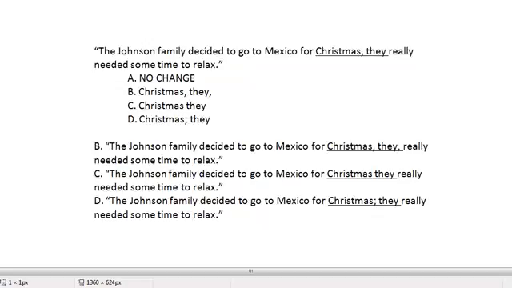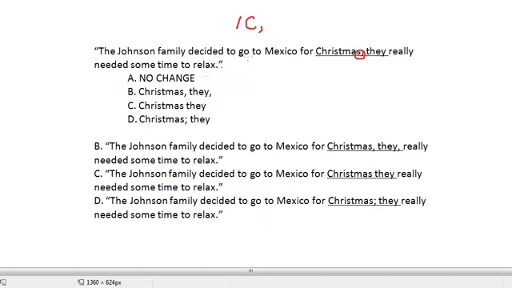Let's take a look at an example. Here we have: The Johnson family decided to go to Mexico for Christmas, they really needed some time to relax. Right away, I want to identify the sentence structure to make sure that everything is used correctly. The only punctuation that I notice in this sentence is the comma. So I'm going to identify the sentence structure to see if the comma is used correctly. The first part: the Johnson family decided to go to Mexico for Christmas. The Johnson family is the subject and decided is the verb. So I know that this is an IC, an independent clause.